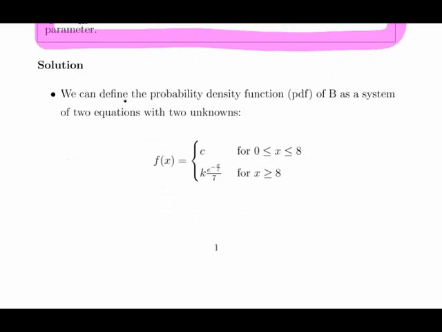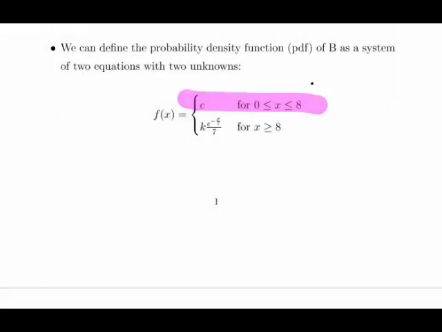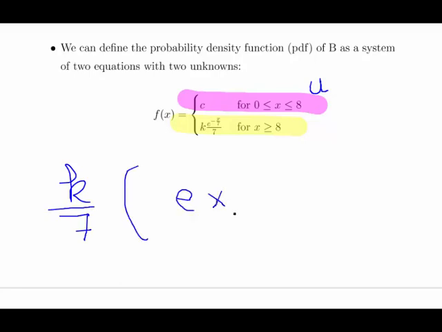So anyway, we can define the probability distribution of B. Now B is the one we're actually going to be working with, and that is f of x equals c for 0 to 8. That's the uniform component. Anyway, the top part here is uniform and the bottom part here is exponential. I'm just going to write out the bottom part again. It's k over 7 times the exponential of minus x over 7, because I realize that might be a little bit hard to read. That's a bracket there.